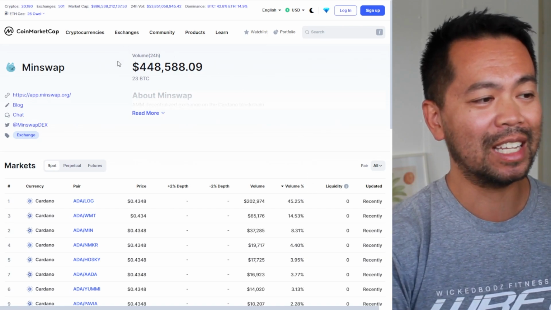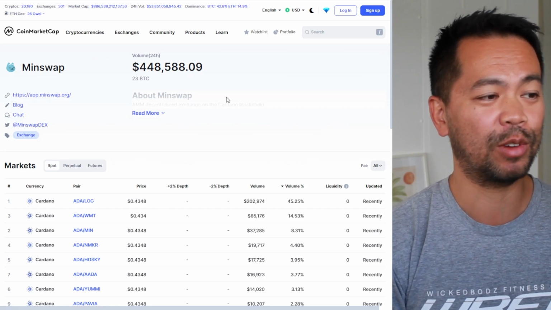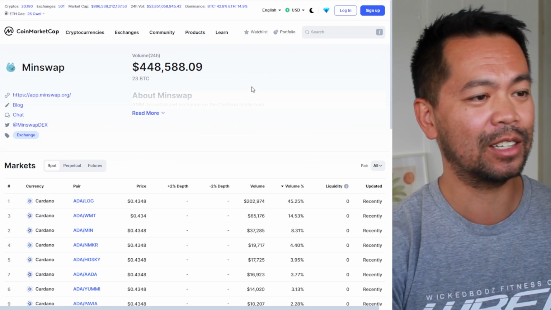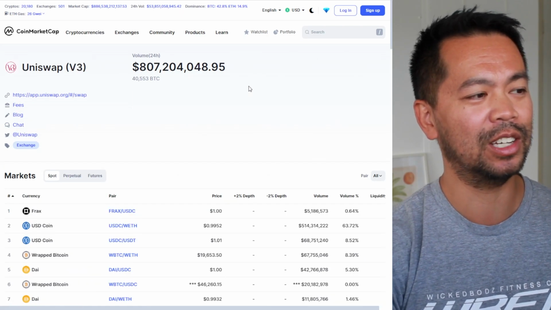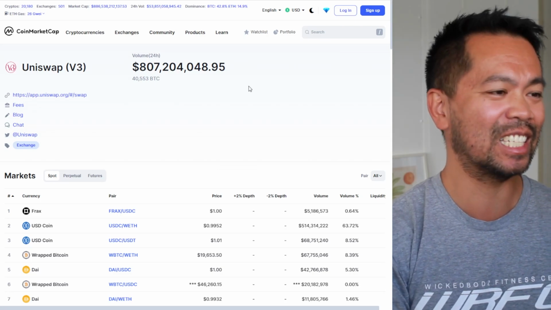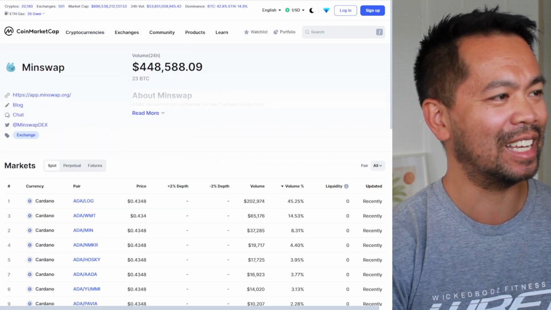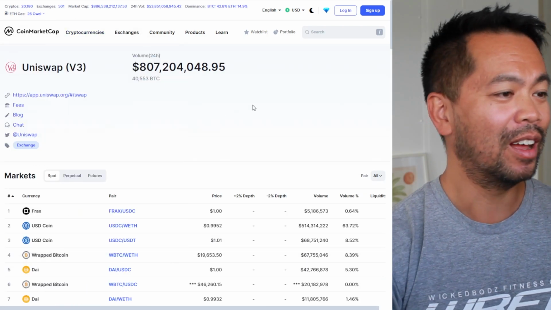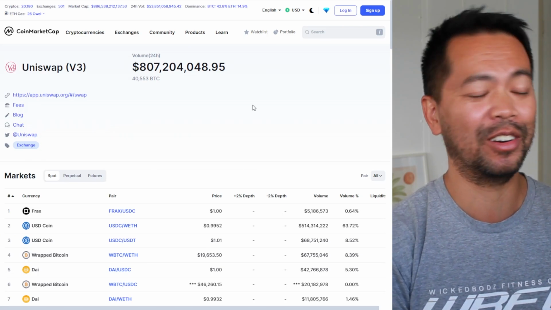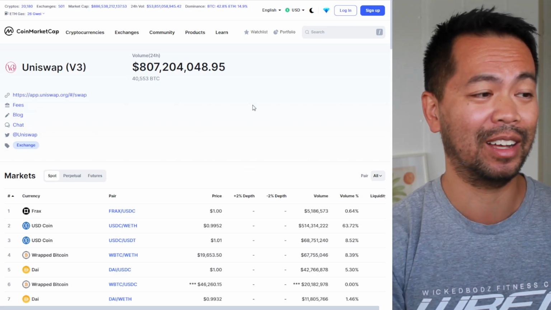You can also see the 24-hour volume there, which is trading at 23 BTC at the moment. Now, if you compare this to other decentralized exchanges in the DeFi space in general, such as Uniswap, it is insignificantly small. So 23 BTC versus 40,500 BTC traded on Uniswap. So Cardano's got a long way to go to catch up to that.